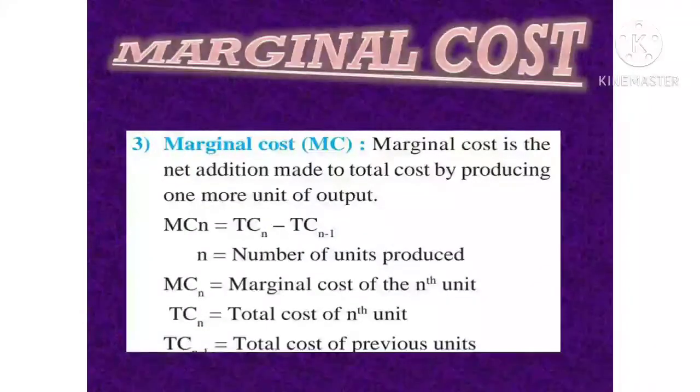where the small n represents number of units produced. MCn stands for marginal cost of the nth unit. TCn stands for total cost of nth unit, and TCn minus 1 stands for total cost of previous units.